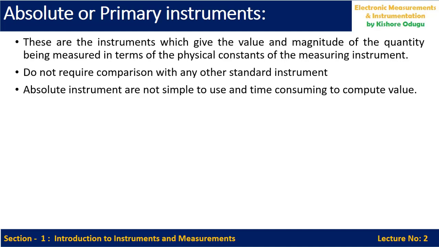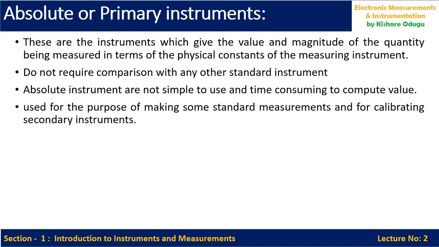Absolute instruments are not simple to use and they are very time consuming to compute the value. If you want to measure any value using these instruments, it takes a lot of time. Hence they are not used for practical purposes. We use them for making standard measurements and calibrating secondary instruments. We use these instruments as a reference to determine or to design the secondary instrument scale.